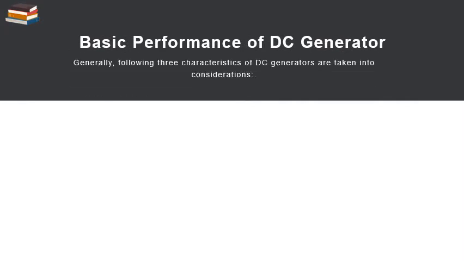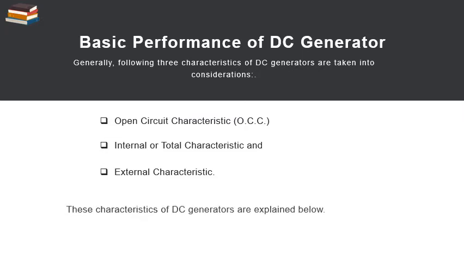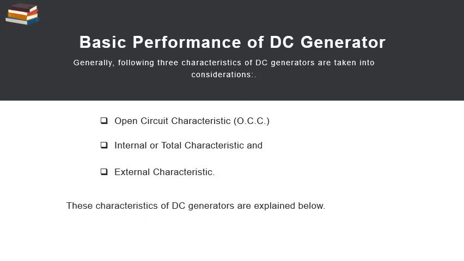Generally, the following three characteristics of the DC generator are taken into consideration. Number one is open circuit characteristics, in short OCC. Second is internal or total characteristics, and number three is external characteristics. So these are three very important characteristics that we consider. These characteristics of the DC generator are explained one by one.